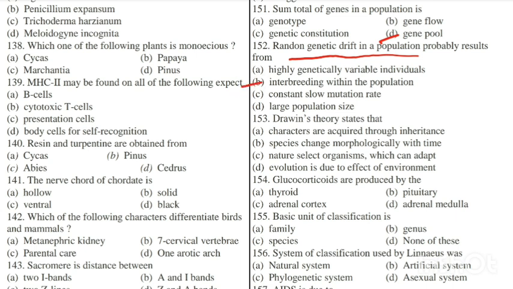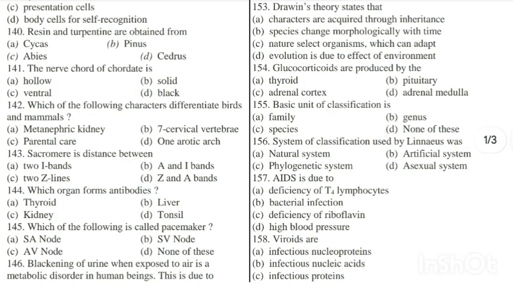The random genetic drift in a population probably results from, so here the right answer is inbreeding within the population. Darwin's theory states that nature selects organisms which can adapt. Glucocorticoids are produced by, so here the right answer is adrenal cortex. Basic unit of classification is species. System of classification used by Linnaeus. So here the correct option is artificial system.